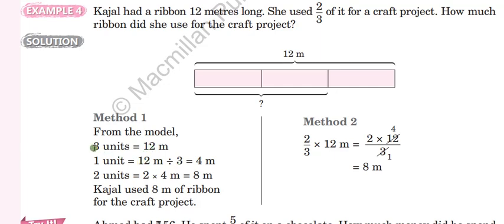Since the more amount is given, and we need to calculate for 1, we'll divide it by the number 3 and we'll get the 1 unit. So for the 2 units we have to multiply by 2 and the result comes out to be 8 meter. So Kajal used 8 meter ribbon for crafting the project. And the second method says that you have to simply multiply 2/3 by 12 because she has used 2/3 to craft a project. Now they are asking how much she has used. So you simply have to multiply by 12. So on multiplying, the result comes out to be equal to 8 meter.